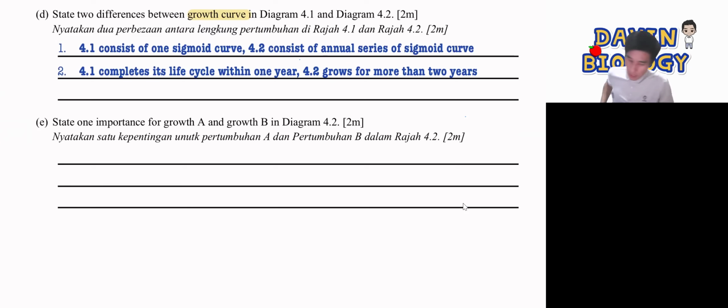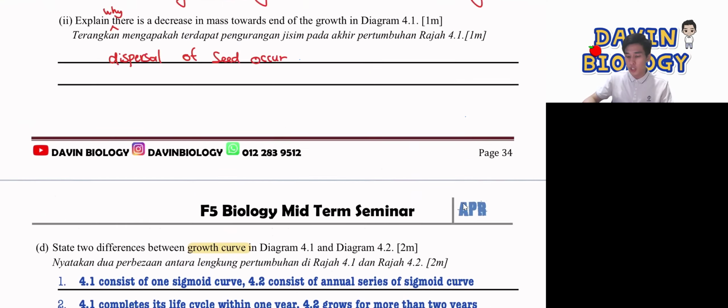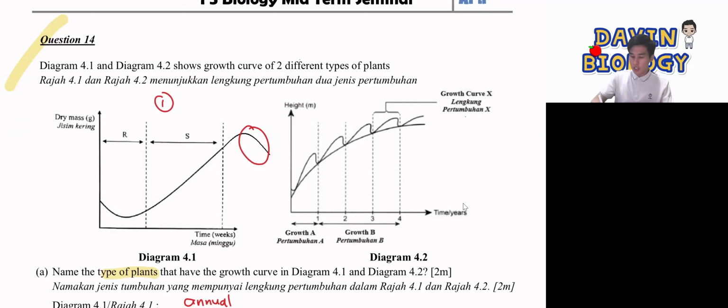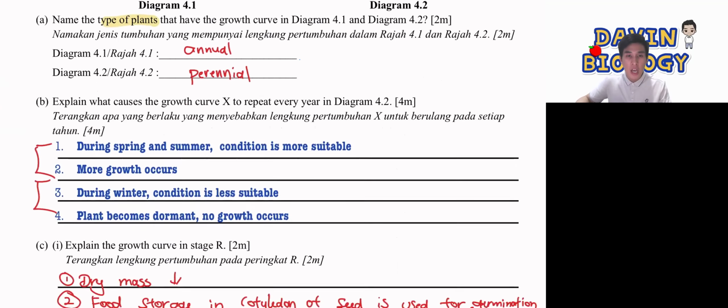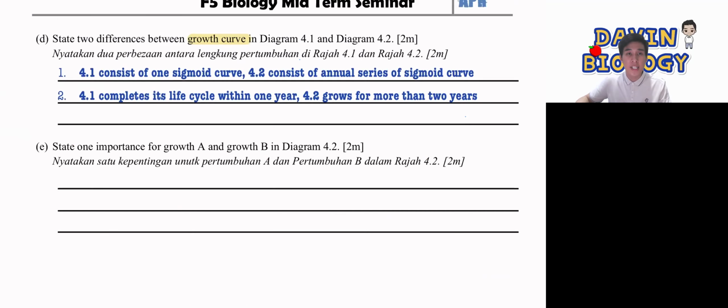This one, okay, I don't do really. This one, the same thing we did earlier. The importance for growth A and B. So growth A and B is actually the growth in the first year. So that's of course primary growth, and the growth that happens subsequently is secondary growth. So they are basically asking you the importance of primary and secondary growth, which we did earlier. Increase length, increase height.